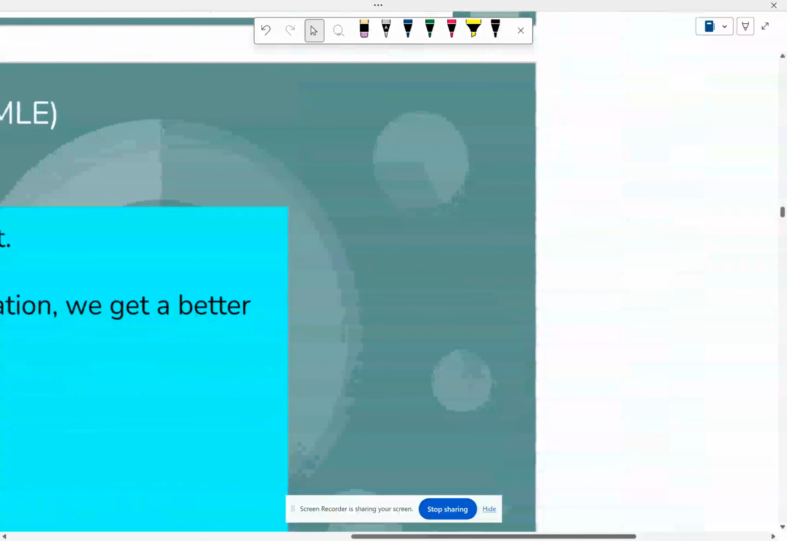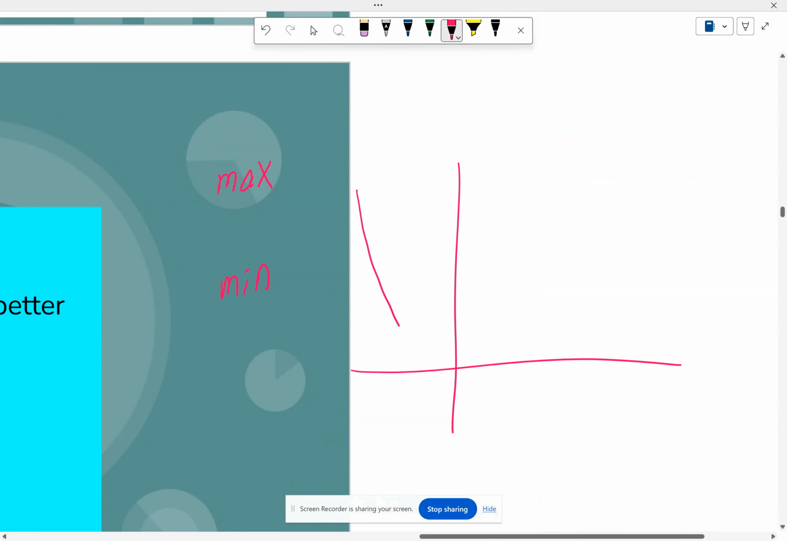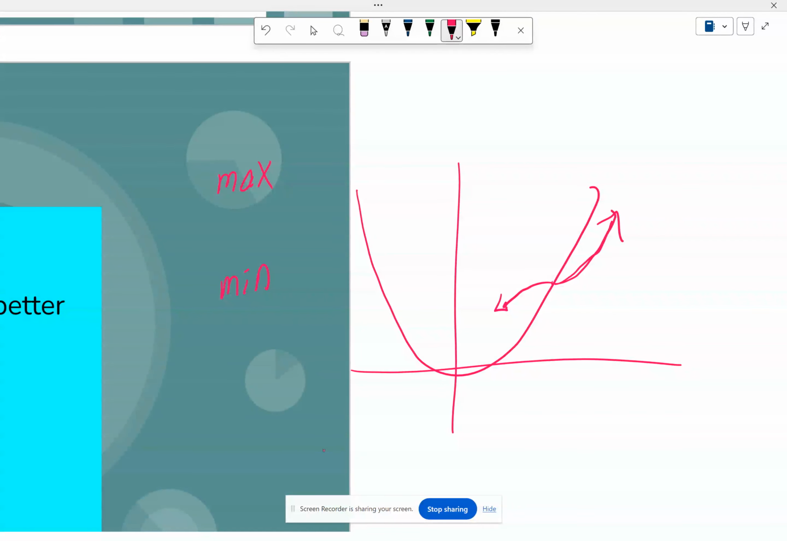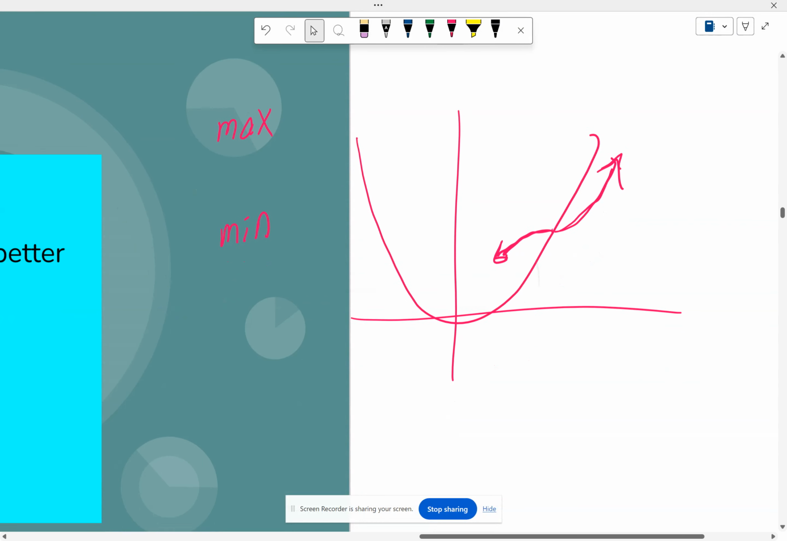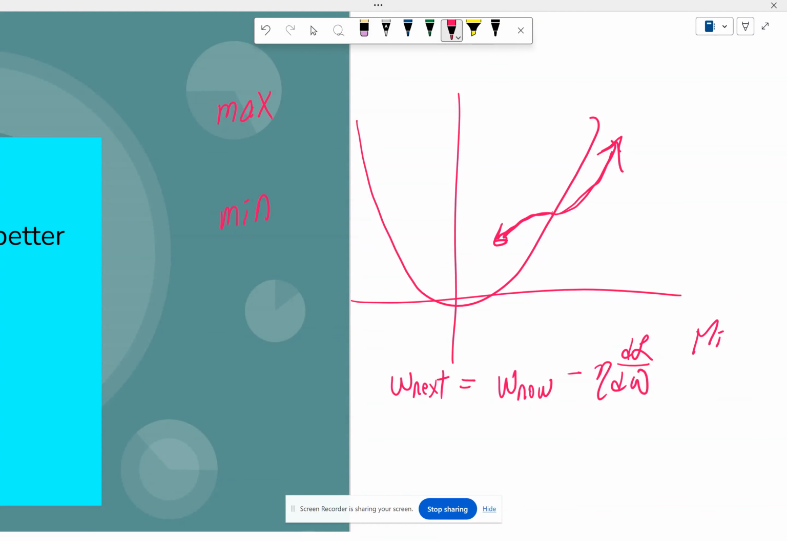Now, there's a difference between what we're doing here and when we do minimization. Right now we're doing maximization, right? Previously we were doing minimization. When you're minimizing, remember, you have to go the opposite of the gradient. If the gradient is positive, you have to go in the negative direction. This means that W next must subtract the gradient. This is if you're trying to do minimization.